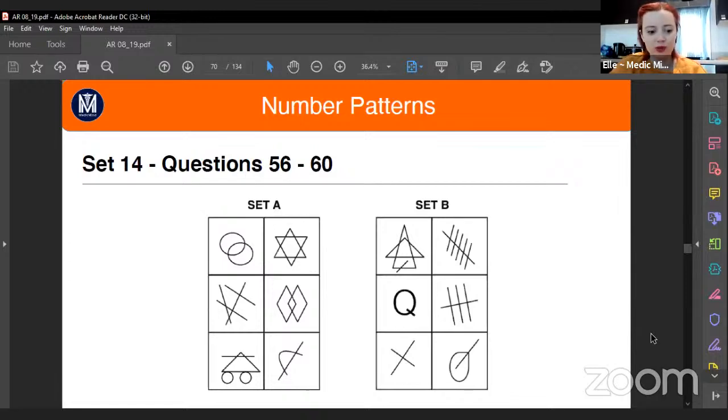Okay, so that is your 40 seconds. Again, in the exam, you want to give yourself 40 to 50 seconds to look at these patterns. And then once you've got your pattern, move on and answer the questions. So I can see from the chat that most people are saying it's something to do with the intersections.